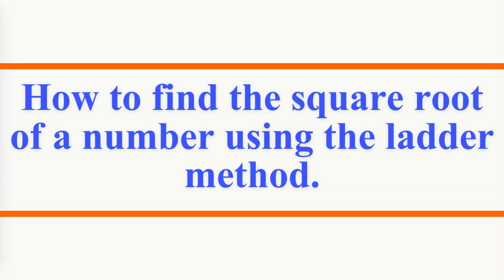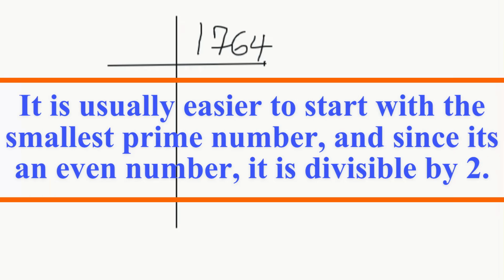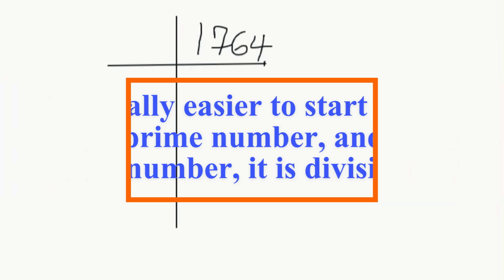Hello everyone, today I'm going to be teaching you how to find the square root of a large number without using a calculator, using the ladder method. So assuming we have a number like 1764, it's usually easier to start with the smallest prime number. Using the rules of divisibility, it is divisible by 2. So we begin.